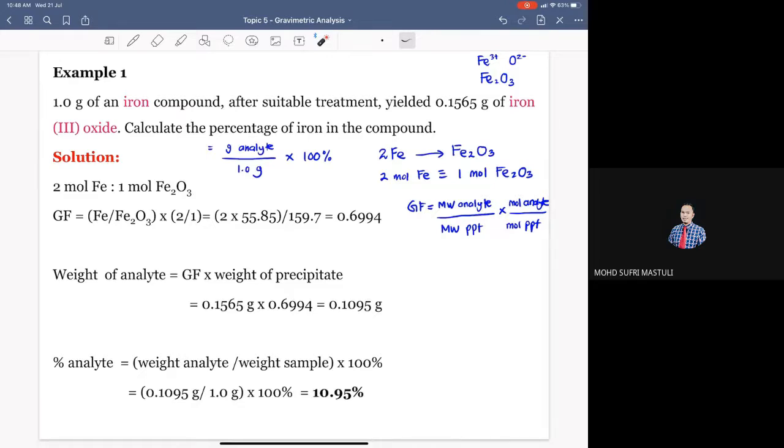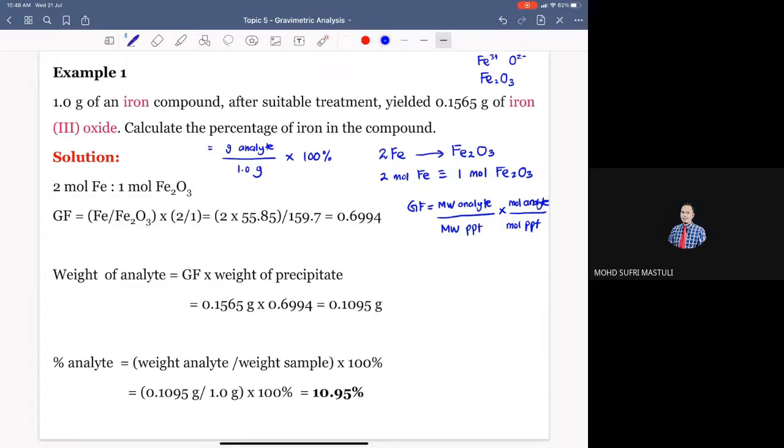In this case, the molecular weight of analyte is Fe. Fe you can obtain from the periodic table, 58.85. And then the molecular weight of Fe2O3, which you can calculate also from the periodic table, you can obtain 159.7, times mole of analyte, which is 2, over mole of PPT, 1. So you can obtain the gravimetric factor.